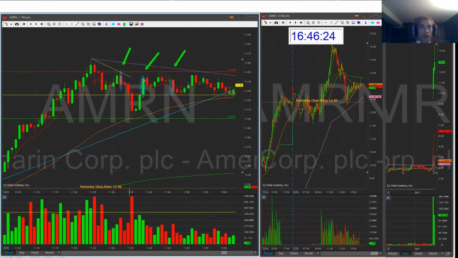Watch it bounce back up here. I closed it out because my average was right about this area, right? I took this trade right as this red candle breaks the previous green candle's low. So I shorted here. Okay, so that was my first trade.